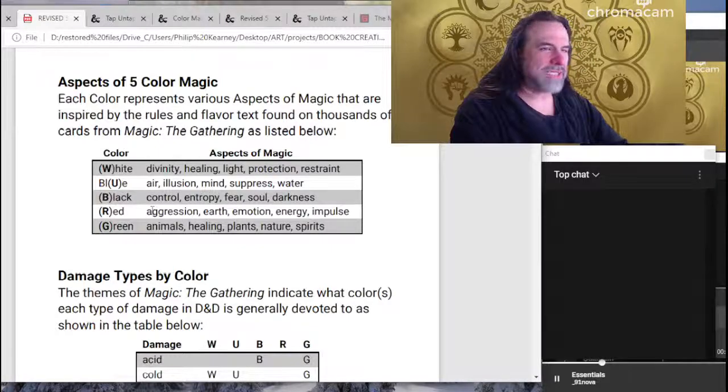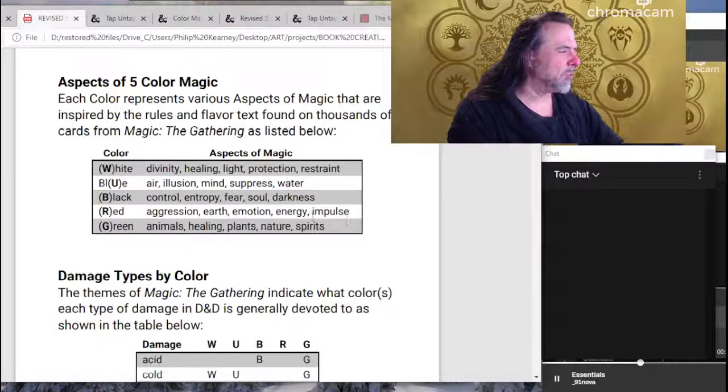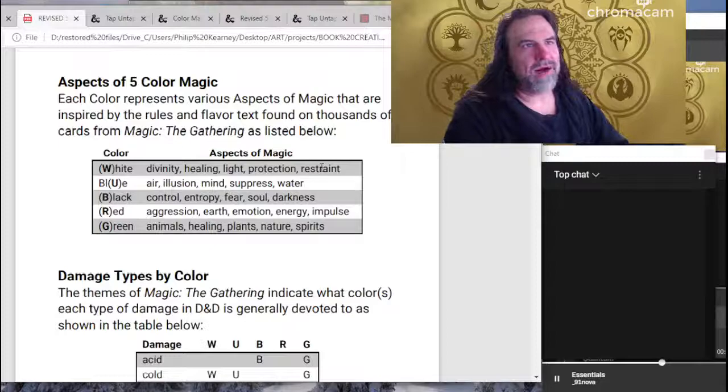Black in Magic the Gathering, you see a lot of control, entropy, fear, soul, darkness. These are things that exist inside the Dungeons & Dragons game worlds that would resonate with black magic cards in Magic the Gathering. Red: aggression, earth, emotion, energy, impulse. These are some of the aspects of Dungeons & Dragons mechanics that exist in the cards that you see from Magic the Gathering. Is that making sense?